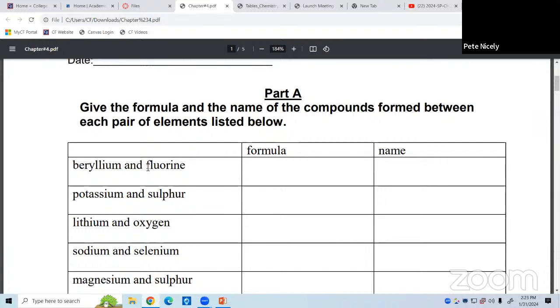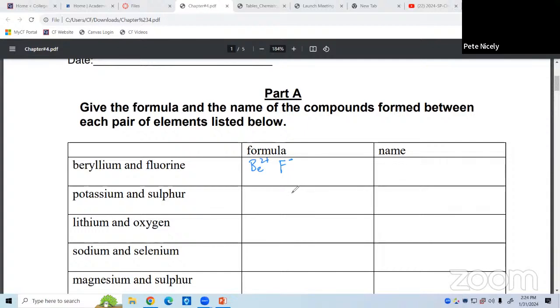So for the first one, if you go to the charts, what do you see for the formula of Be? The formula for the ion formed by beryllium. 2. Okay, so the symbol for the ion would be Be2+, right? What about the fluoride? What's the charge, or what's the formula for the fluoride ion? Okay, so minus one, right?